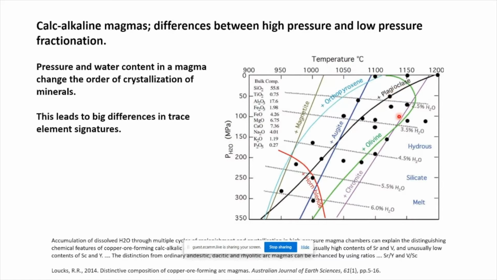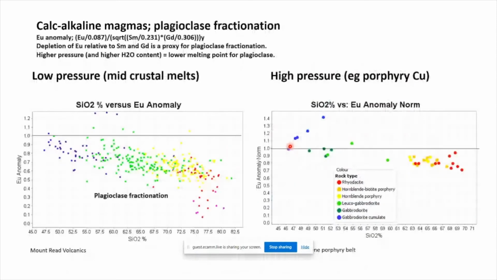The other really important thing on this diagram is the curve of magnetite compared to hornblende. Once we get to high water contents and high pressures, hornblende crystallizes before magnetite. And we can see the signatures of those things in whole rock chemistry. So let's look at a few different fractionation indicators that igneous petrologists would look at.